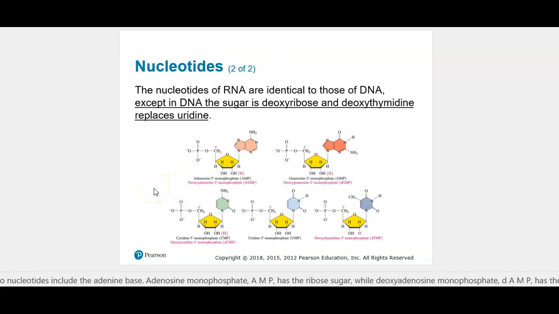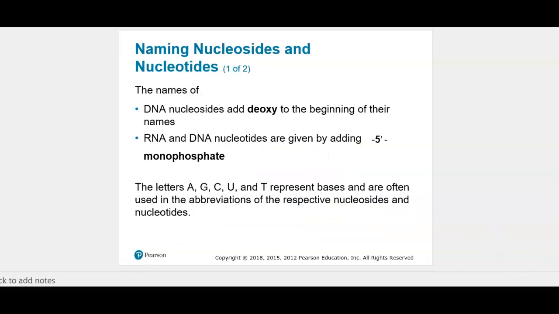So if you're looking here, there's adenosine or deoxyadenosine as the nucleoside. The name of the nucleotide is simply adenosine 5' monophosphate, deoxyadenosine 5' monophosphate. We use the A, G, C, U, and T to represent the bases, and we often just use these when we're writing in the whole molecule.